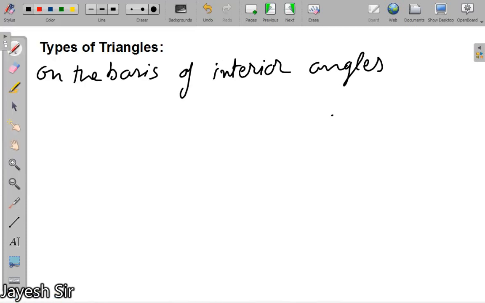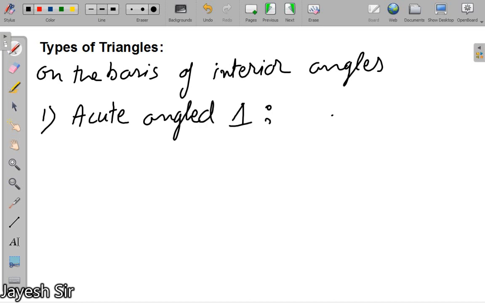On the basis of interior angles, how many types of triangles do we have? First one is let's say acute angle triangle. What is an acute angle triangle? First of all let us know what an acute angle is. An acute angle is an angle between 0 degree and 90 degree. That is called an acute angle.